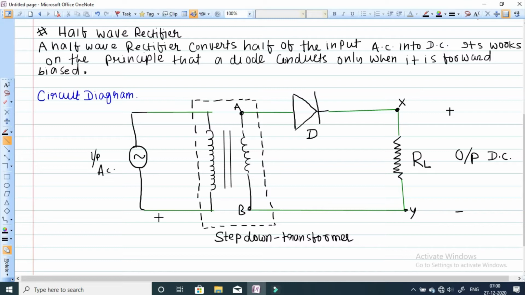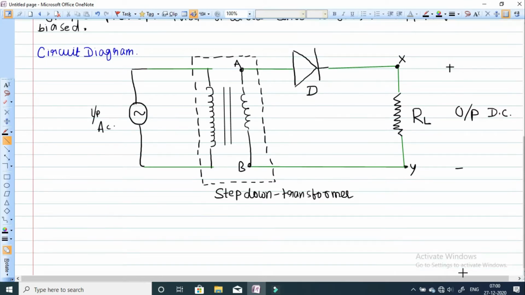So this is the complete circuit diagram of the half wave rectifier. Now we will see about the working, how it works. Number one, when the positive cycle of input AC is applied.